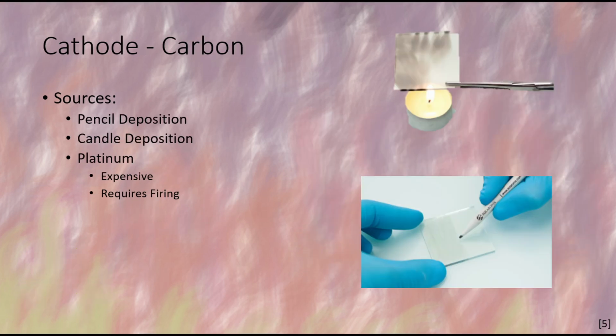The cathode is a catalyst which accelerates the electron transfer. Compared to the titanium, only a tiny amount of this is needed. The most common material for the cathode is going to be platinum or carbon. However, platinum is going to be very expensive and requires a whole process to sinter it to the glass. However, carbon is very easy to obtain. You can apply it by holding the glass over a candle, or it is as simple as drawing on it with a pencil to deposit a layer of carbon.